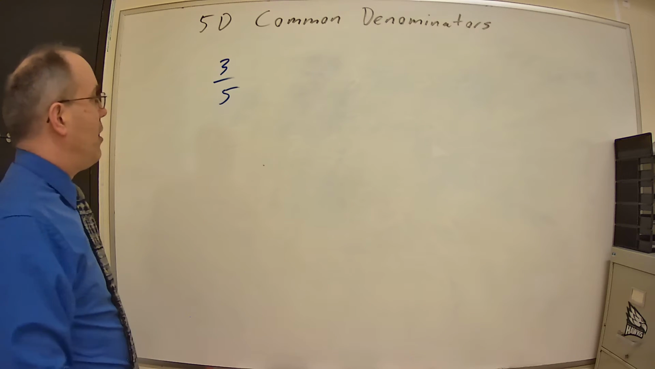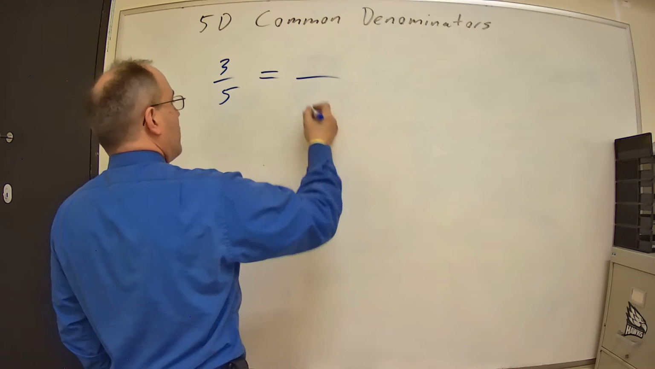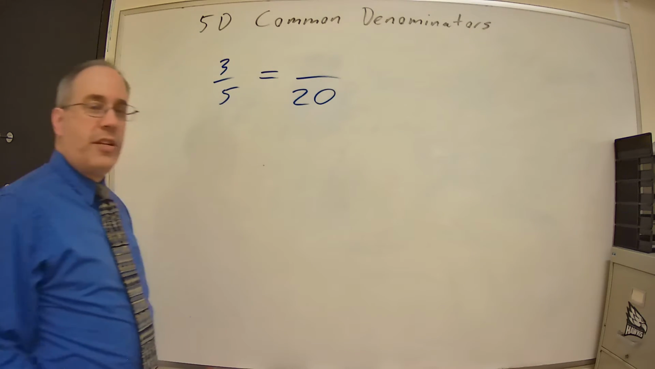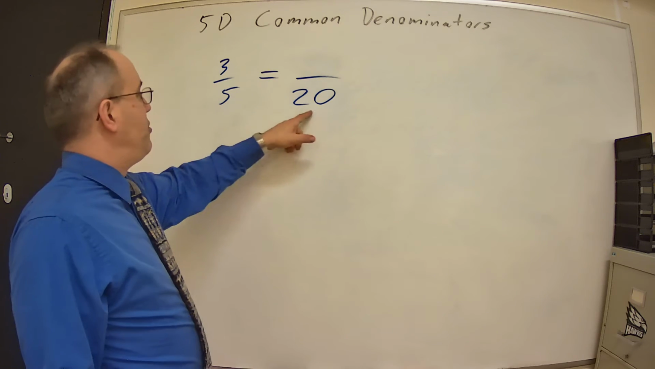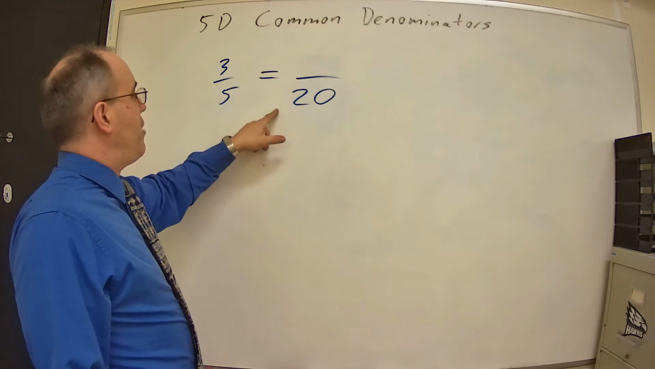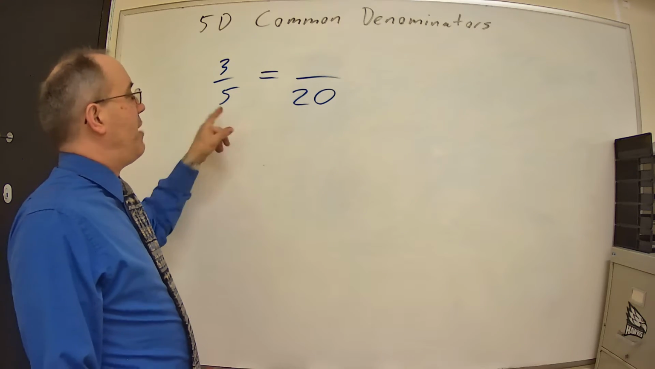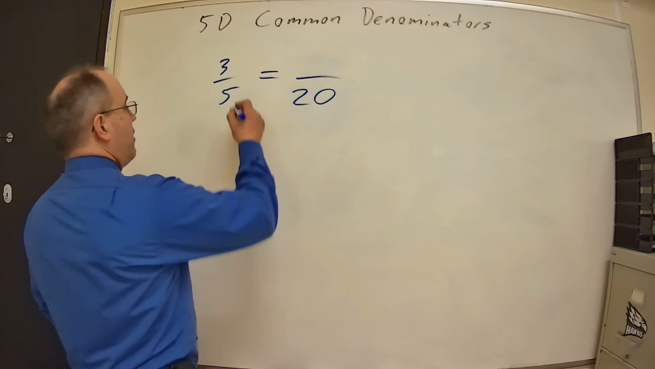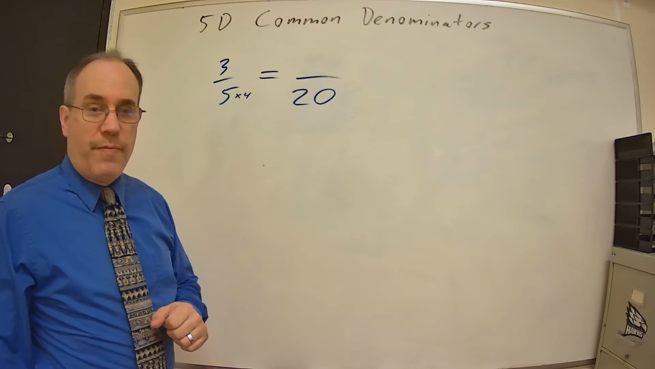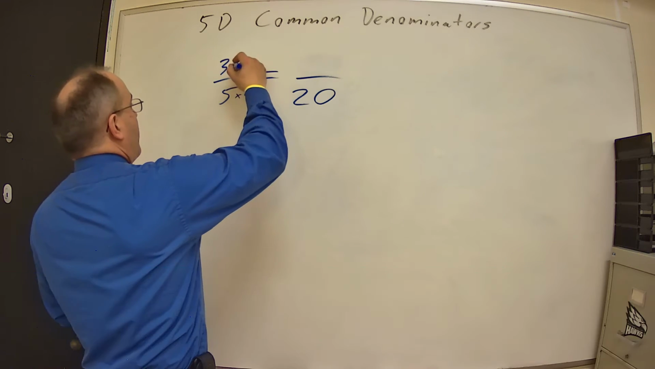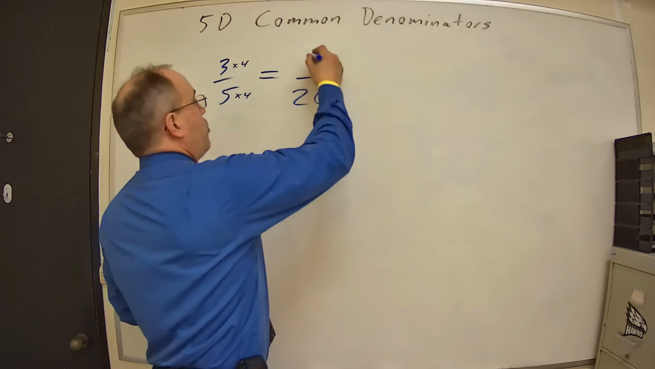3/5. Well, what if I want to write an equivalent fraction with a denominator of 20? Well, all I need to do is find out what number I can multiply 5 by to get 20. So 20 divided by 5 is 4. So if I take 5 times 4, I get 20. Then if I multiply the top also by that 4, 3 times 4 is 12.